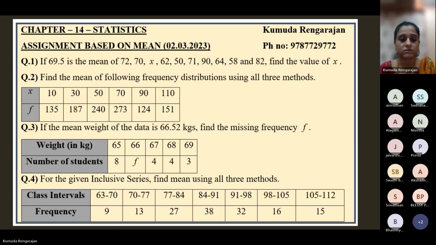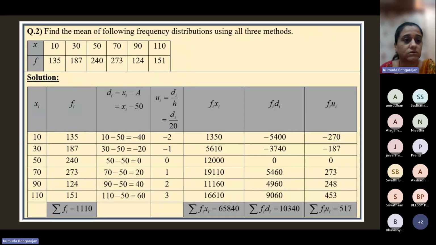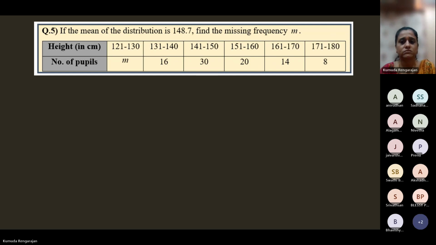Please try the fifth one, children. If the mean of the distribution is 148.7, find the missing frequency M. The class intervals are not continuous. Don't worry, you don't have to make them continuous.